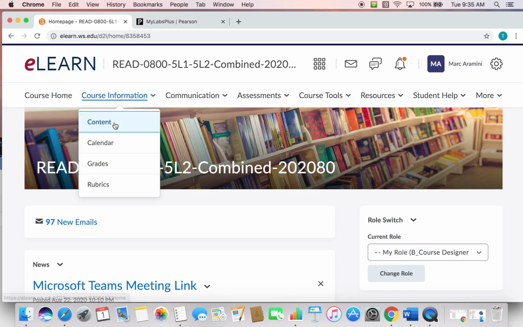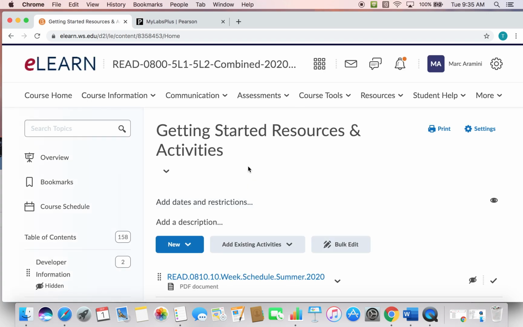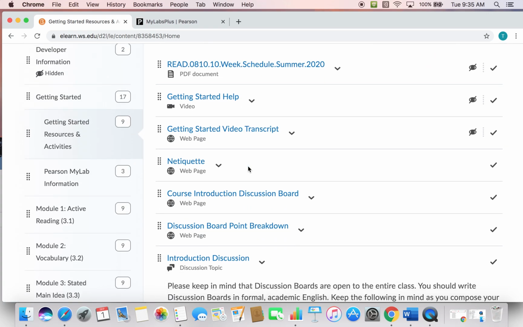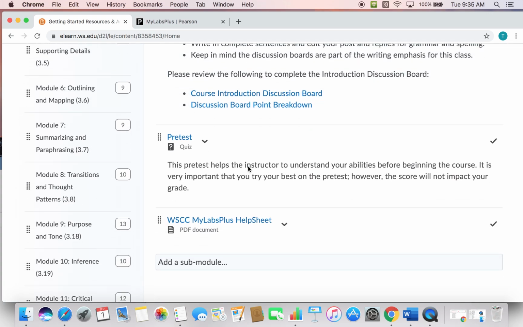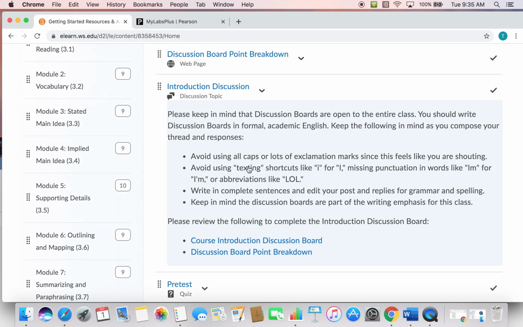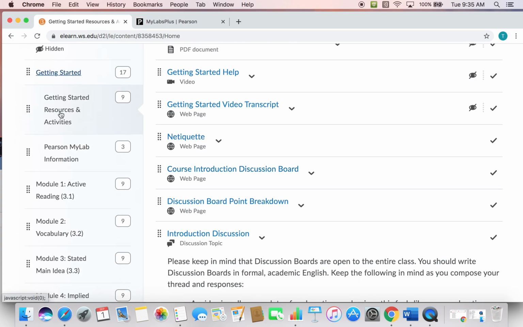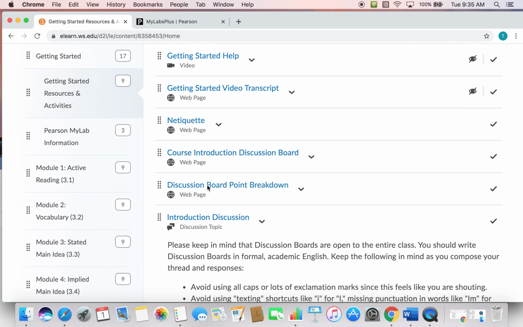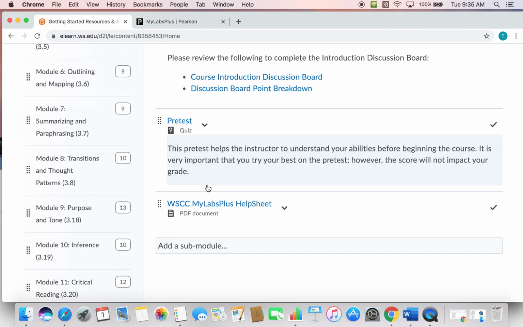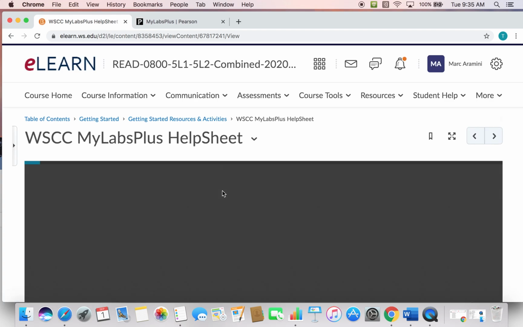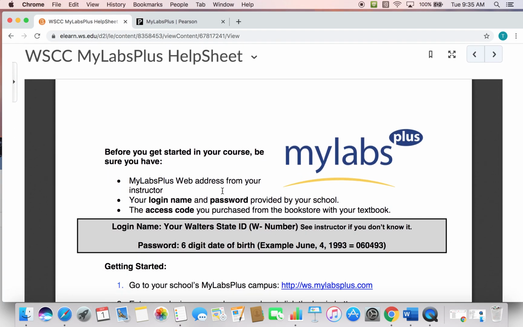I'm going to go to content. And I already showed you this in class, but it can't hurt so that you can see where to find it again. If you go down to the bottom, on the left it says Getting Started, Resources and Activities. If you go down to the bottom, you'll see the WSCC MyLabsPlus Help Sheet. You might also, if you don't want to keep going back here, just jot down the information, right?